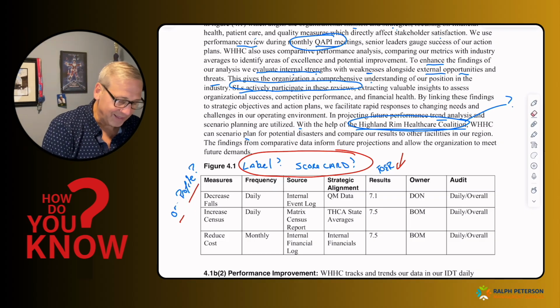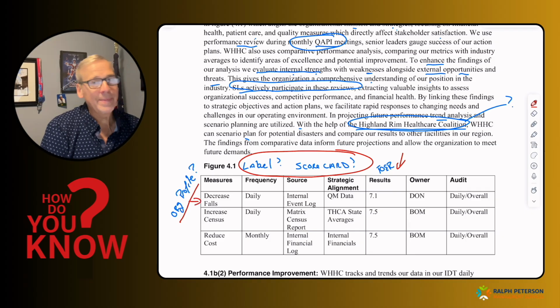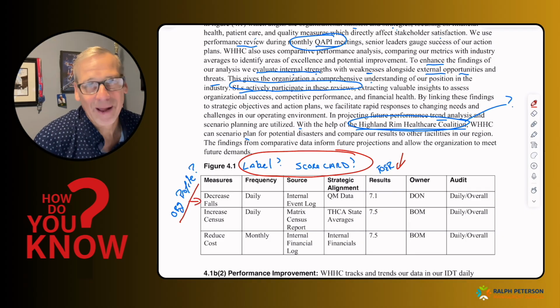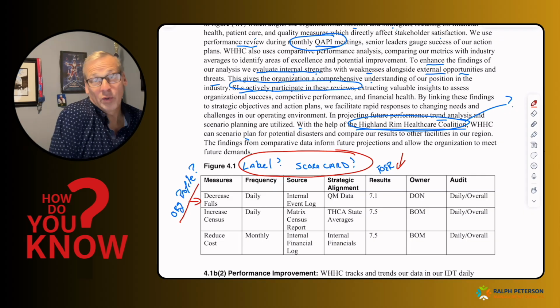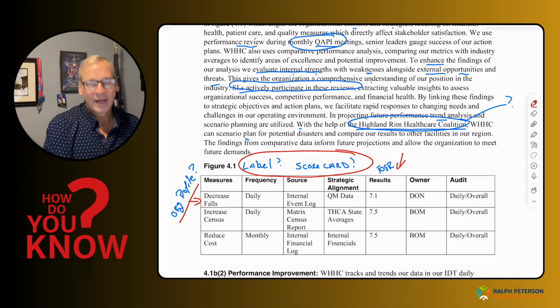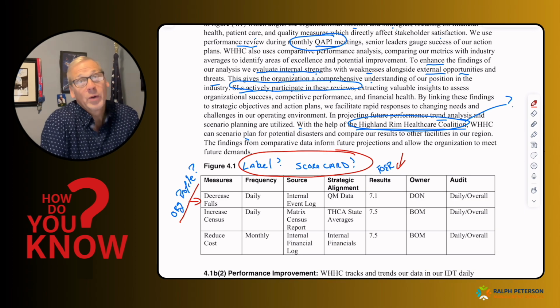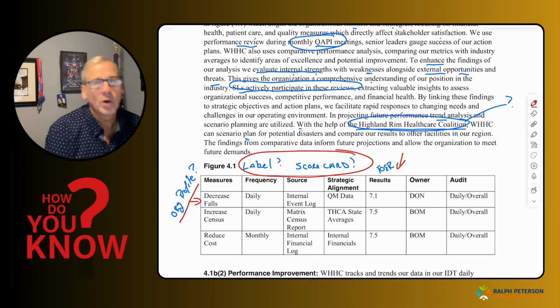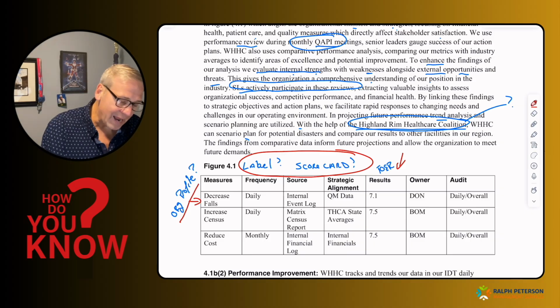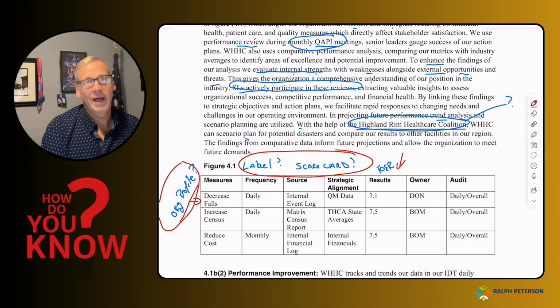And so this would maybe make more sense if you said QMs, which would include decreased falls, of course, right? And it would also still be daily, and it would still be the internal event logs and still be QM data. All of that still makes sense. And even 7.1 still makes sense. And the DON is DON. All of it makes sense. But now it's tied to that org profile.